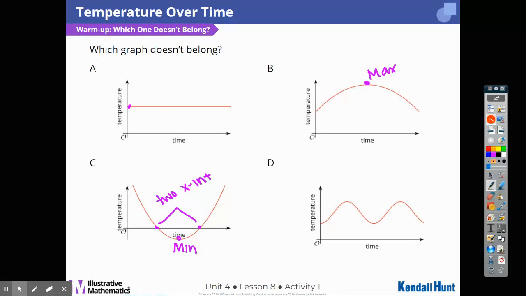And then graph D is the only graph that changes direction and temperature more than once, because it's increasing, reaches a point, and then starts to decrease. And then it reaches a certain point, increases again, reaches a certain point, and then it decreases again. So it's increasing, decreasing, increasing, decreasing, so it changes temperature 4 times.